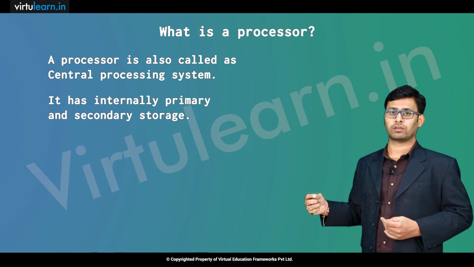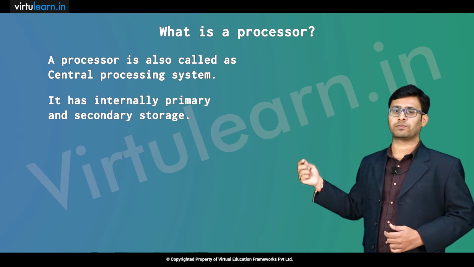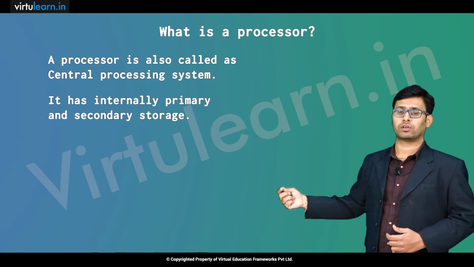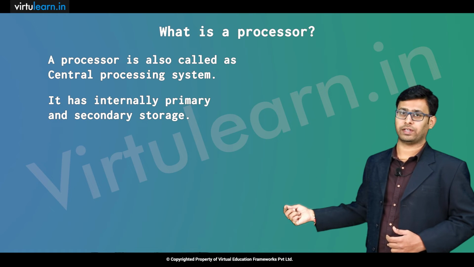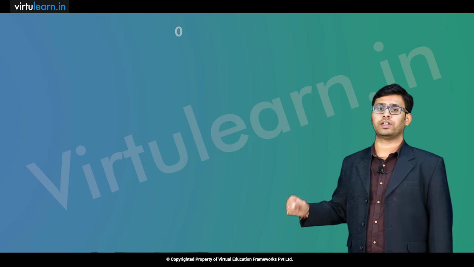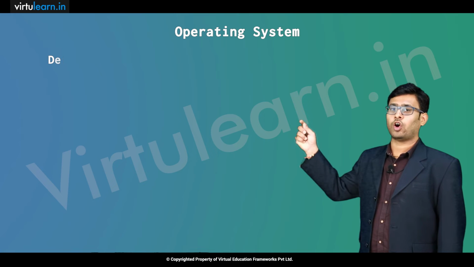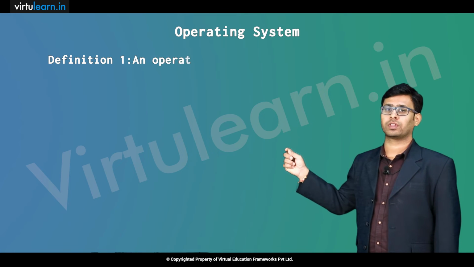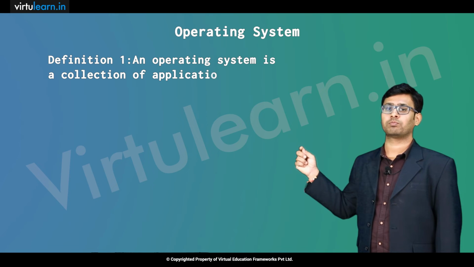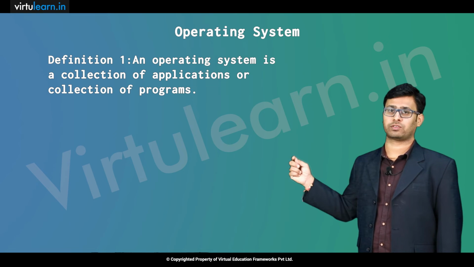Now let us understand the definition of an operating system. An operating system is a collection of applications or a collection of programs, right? There is also another definition for an operating system. An operating system is an interface between hardware and user.